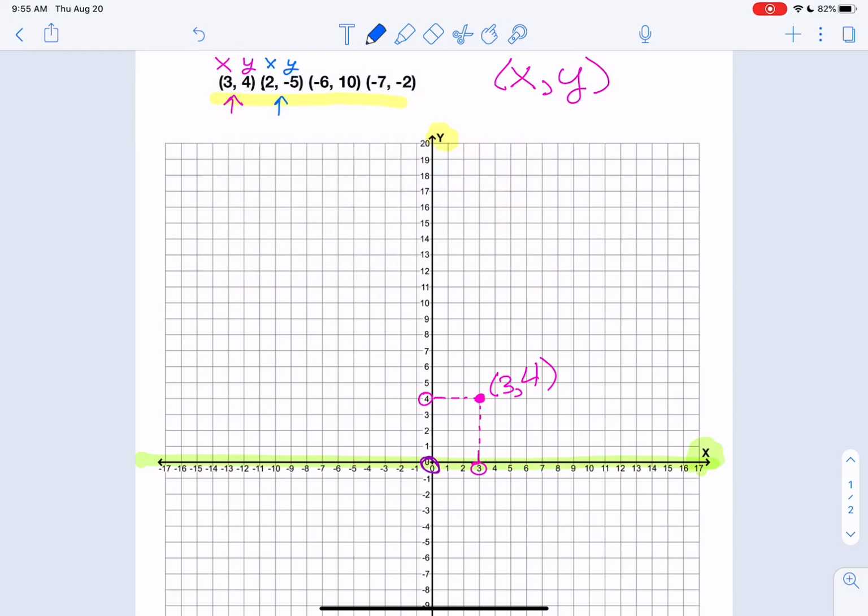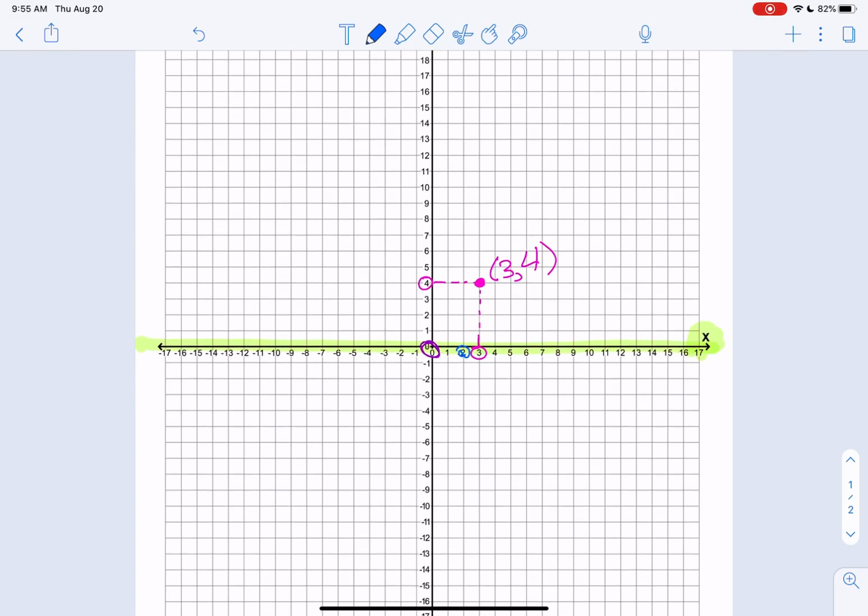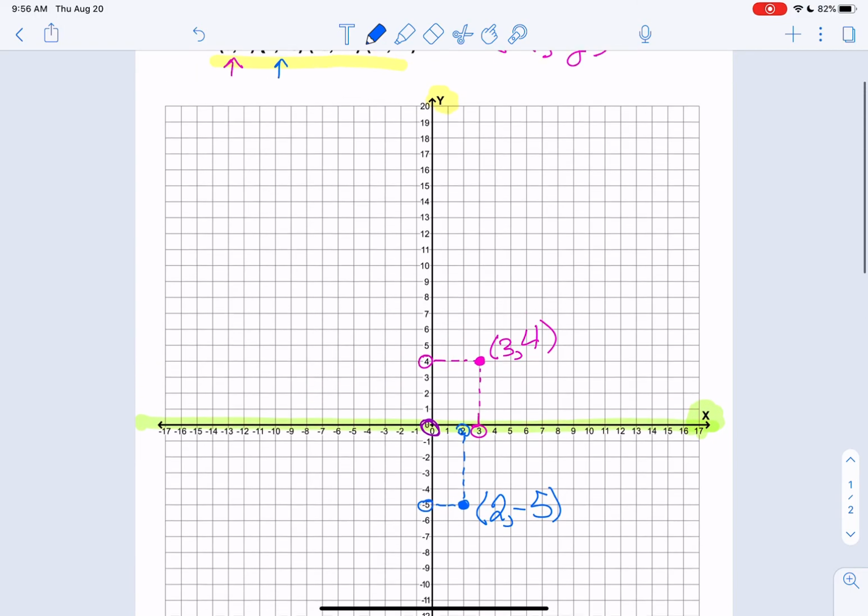In this case, X is +2, so that's going to be right here. And Y is going to be -5. So -5 is going to be below (0, 0) on the Y right here. And then once again, we follow the lines to see where they would meet. And they would meet right here. So this is going to be (2, -5). Okay.